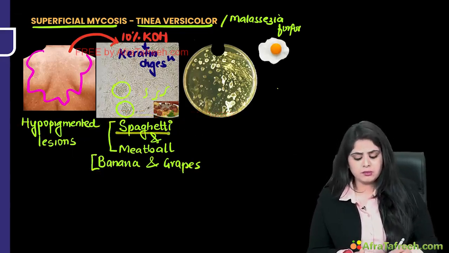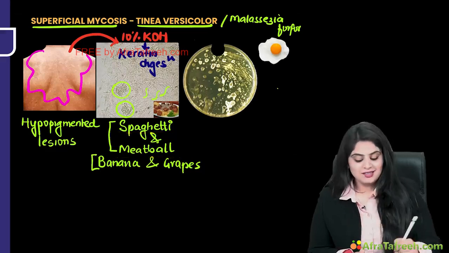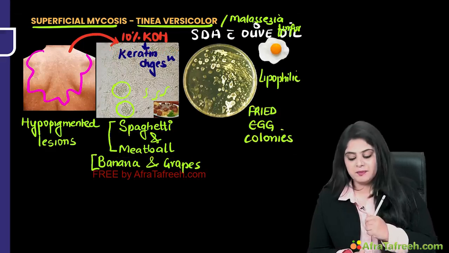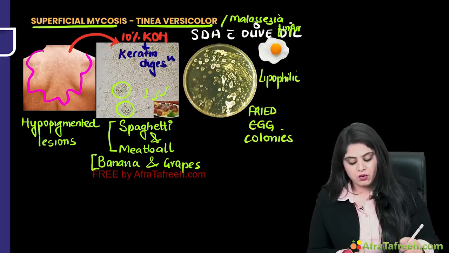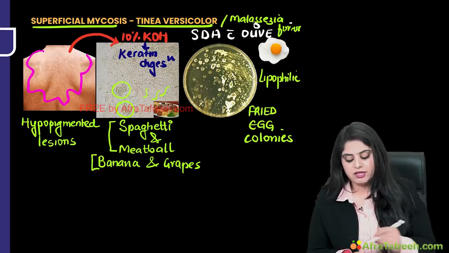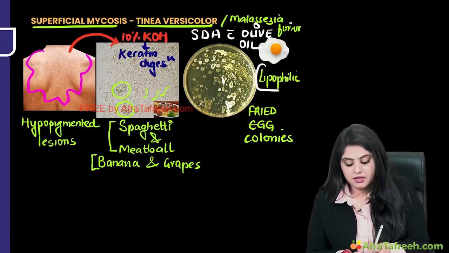So if you want to cook spaghetti and meatball, you will need a lot of oil, but I want you to have healthy oil. So what is the culture media that you use over here? Over here, guys, we use the very famous SDA with olive oil. That is what we are going to use. So we prefer the SDA with olive oil. Is there any reason that I'm going for olive oil? Because this organism loves fat.